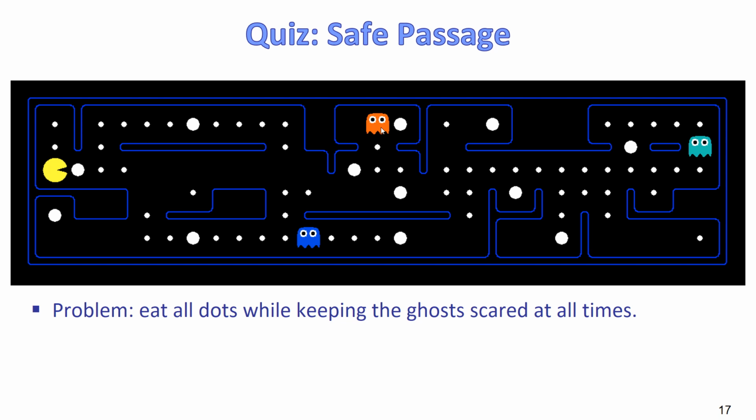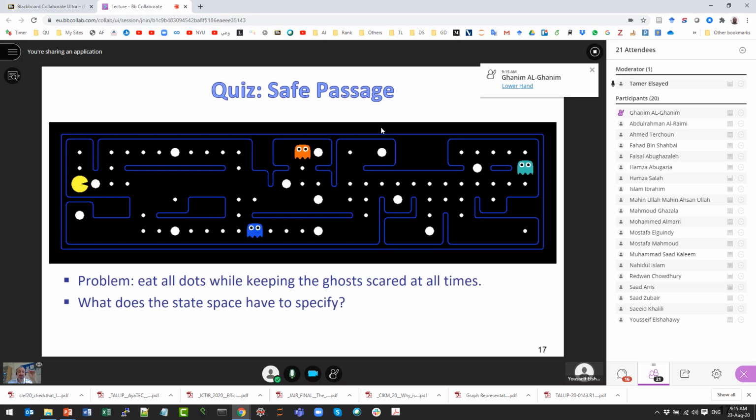Now think about what should be in the state space. What should we specify in the state space? What are the things that we should consider from the entire world to be in the state space? Okay? Just give me one at a time.